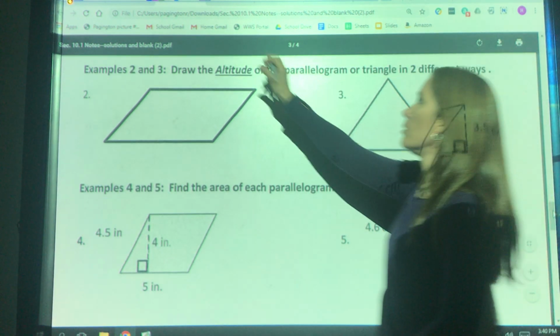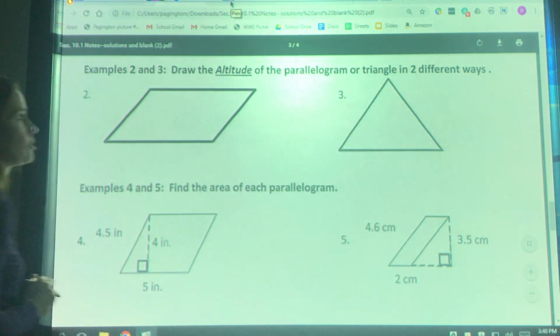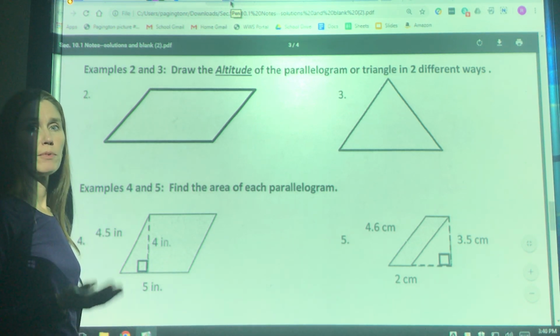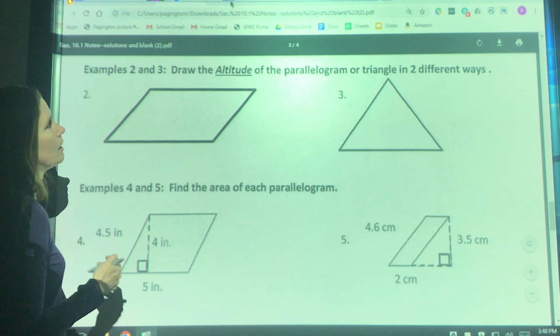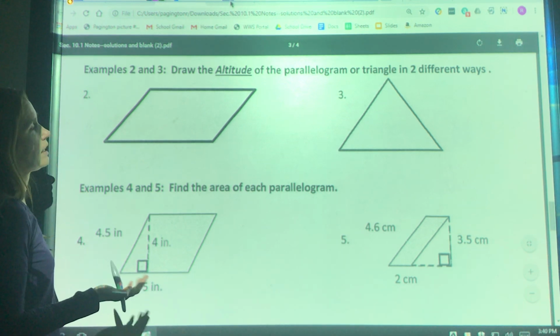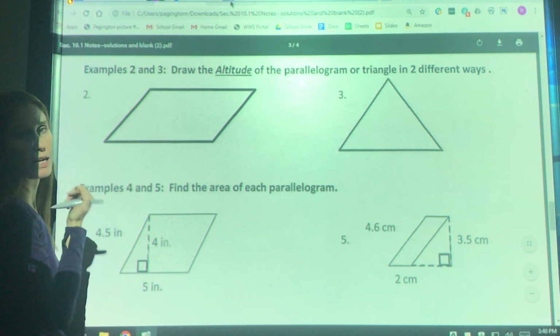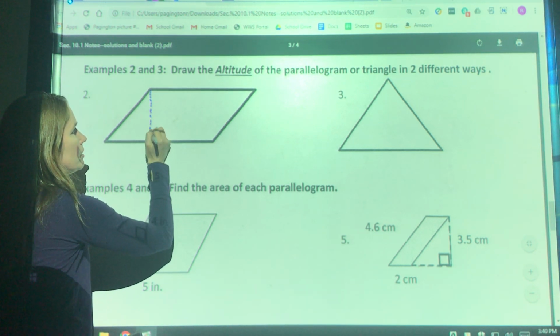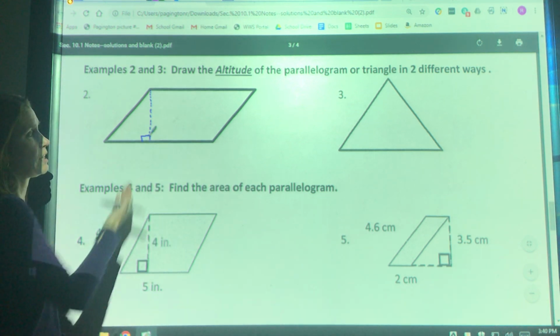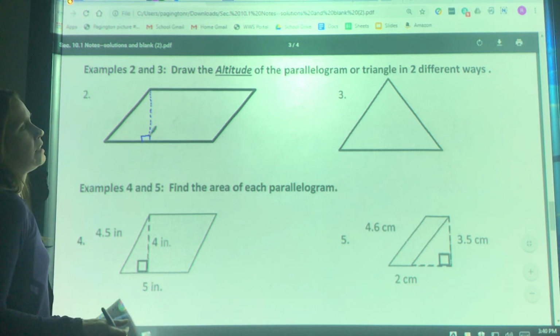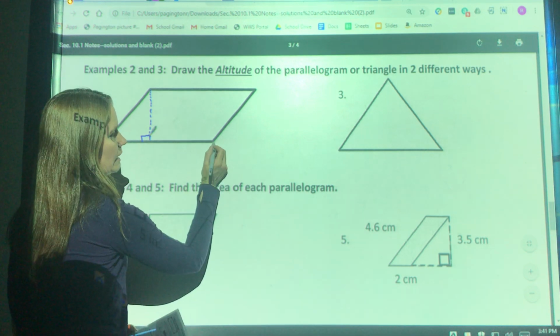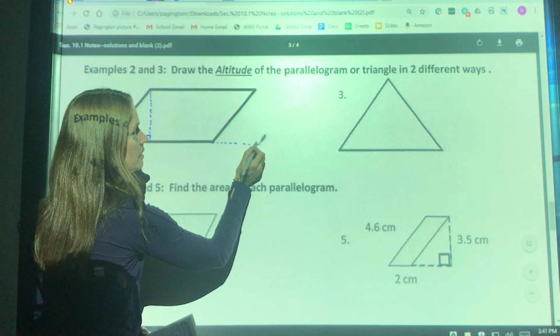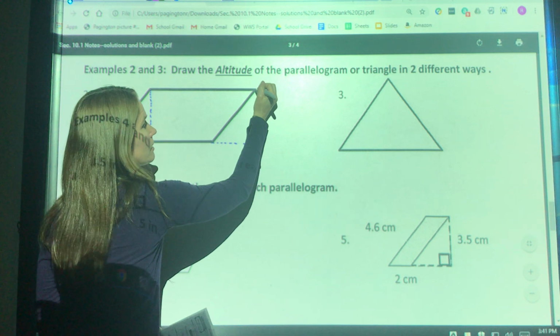There we go. Okay, so the next one is asking us to draw the altitude of the parallelogram or triangle in 2 different ways. So again, an altitude is a height, and a height is going to form a right angle with the base. We talked about this in chapter 5. Drawing an altitude goes from a vertex and forms a right angle with another side. So one altitude that I could draw here would be that one. It goes from the vertex, forms a right angle with the opposite side. But I could also extend out this side and drop from this vertex down.